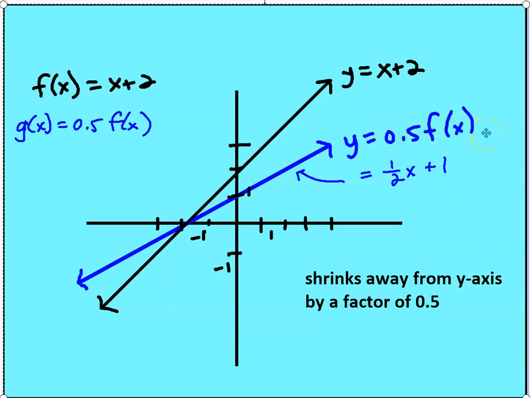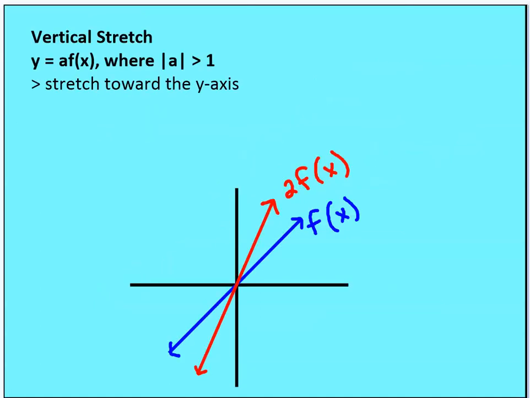Just like with the reflection, when that negative sign is outside of the function, I'm taking the negative of the entire function. When it's inside of the parentheses, it just relates to x. All right, so in this case, that half relates to the entire function, half of x plus half of 2, which is equal to 1. And so I'm shrinking now away from the y-axis. So again, I'm speaking with respect to the y-axis.